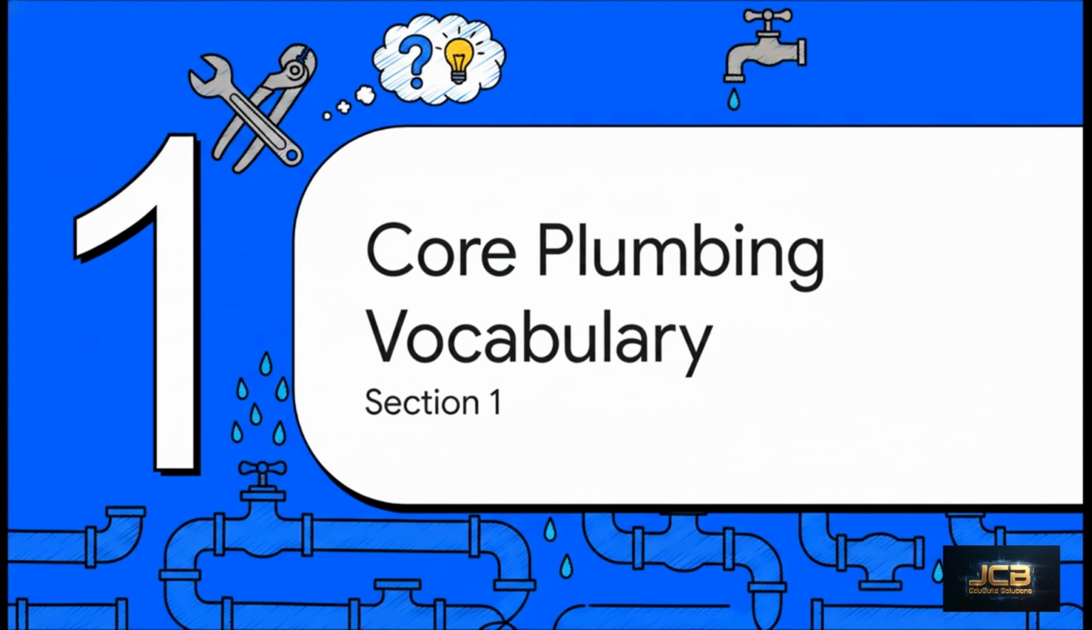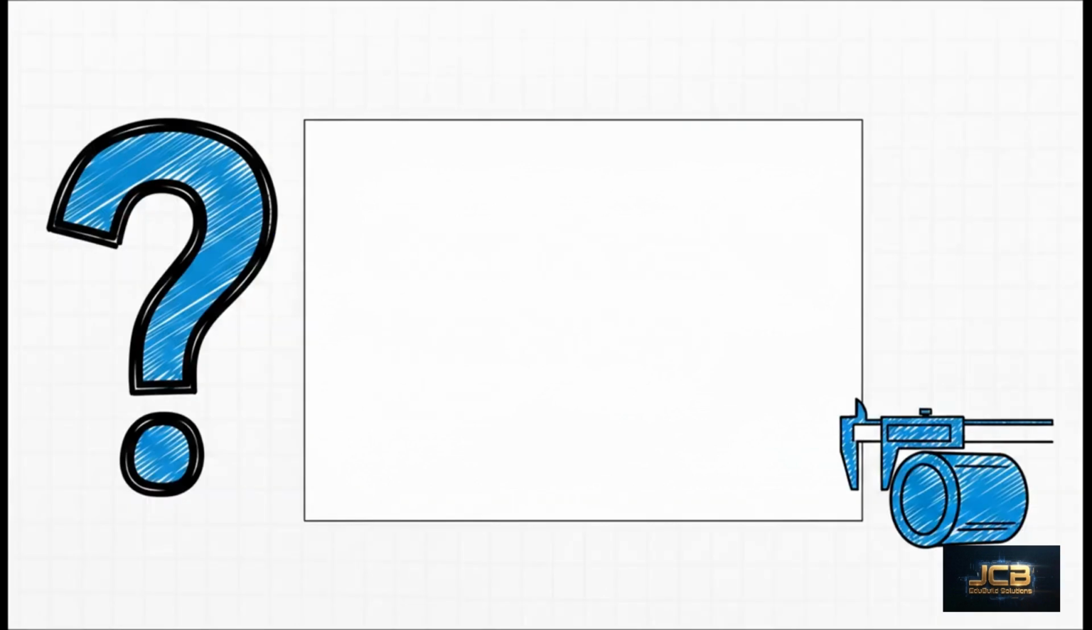All right, first up, core plumbing vocabulary. Let's see how you do with the fundamental language of the trade. Get ready for some quick definitions. Here we go. Okay, first question's up. IPS means what? Is it A, internal pipe size, B, International Plumbing Society, C, International Piping System, or D, iron pipe size? You've got 5 seconds.